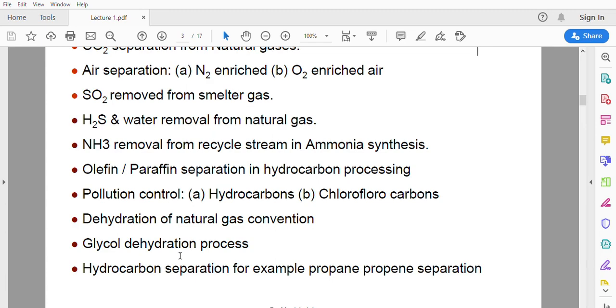This process is also used for dehydration of glycol. When you produce glycol in the vapor phase, you can use gas separation to remove the water vapor from the glycol, because the molecular size of glycol and water vapor are very different. And again, it is all repeated application. Hydrocarbon separation you can use to separate propane and propene.